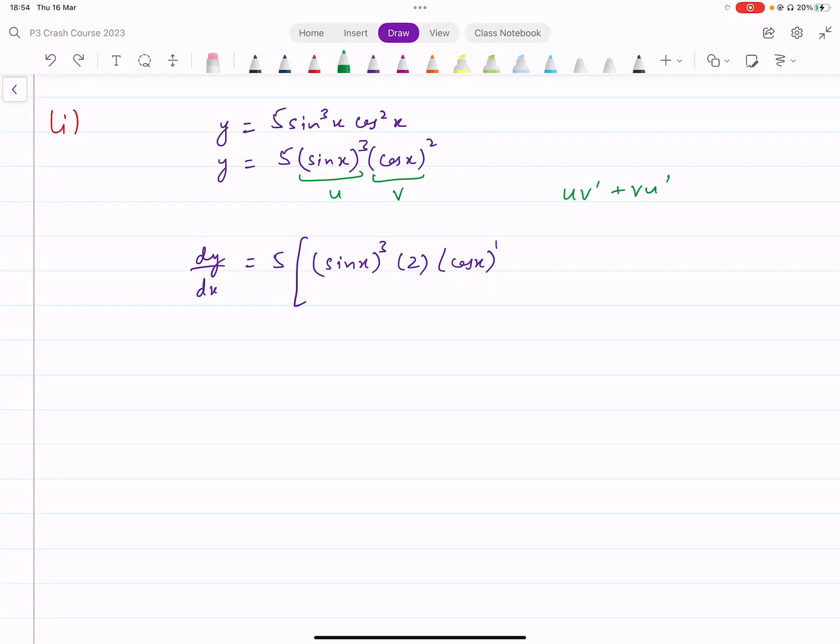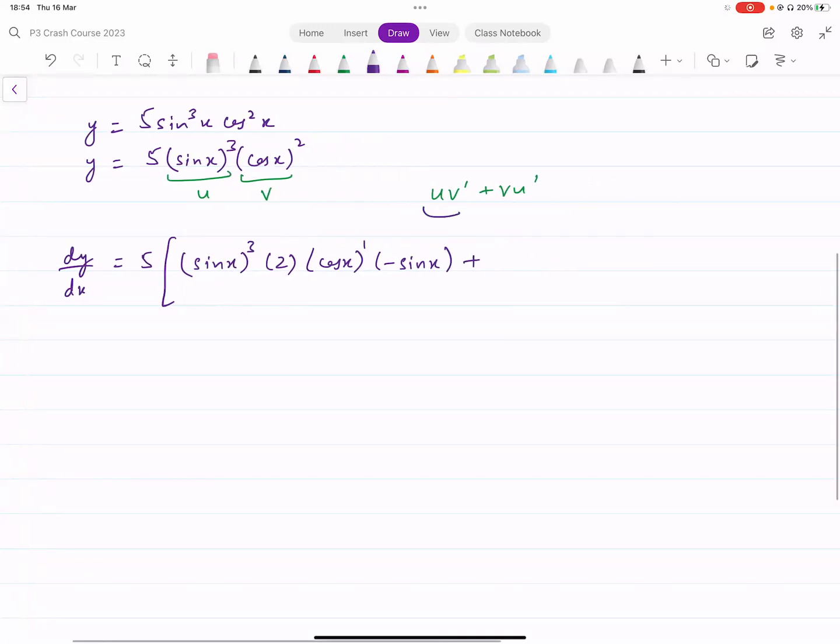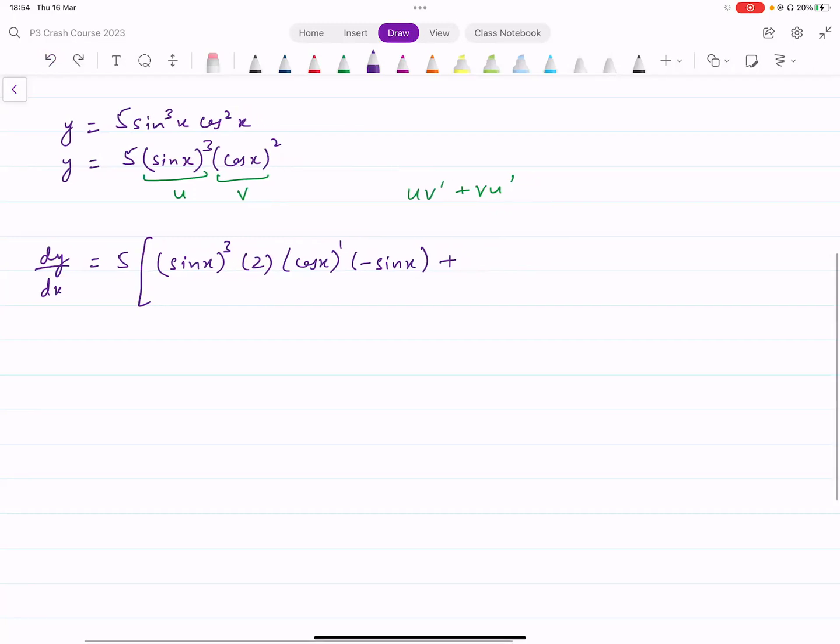So the base that you have, what's the derivative of cos x? The derivative of cos x is minus sine x. You multiply by that. Plus, that was just uv dash. Now you have to do vu dash. Now v remains as it is, which is cos of x whole squared into u dash. That means the derivative of u.